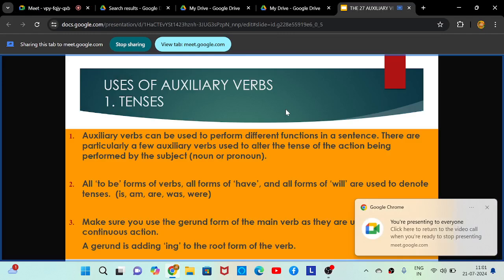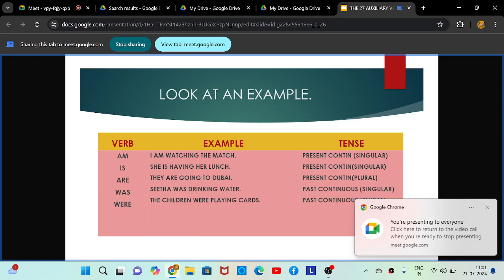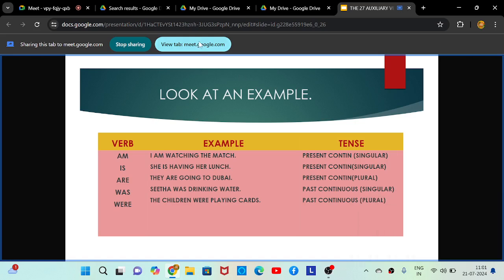Now you can see some examples here. I have given the examples using is, am, are, was, and were. I have not given examples for all the verbs, only for the first five: is, am, are, was, were. The first one is using am. I am watching the match.